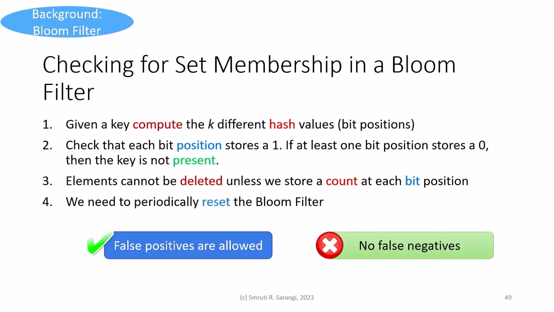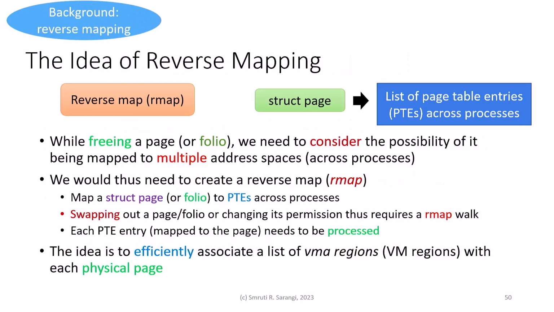So the Linux kernel uses this reasonably extensively. So the idea of a reverse mapping is like this: if I get, let's say, some page frame number that has to be removed from memory, it has to be evicted. So I go to its struct page. From the struct page, I want a list of page table entries across processes that point to this.